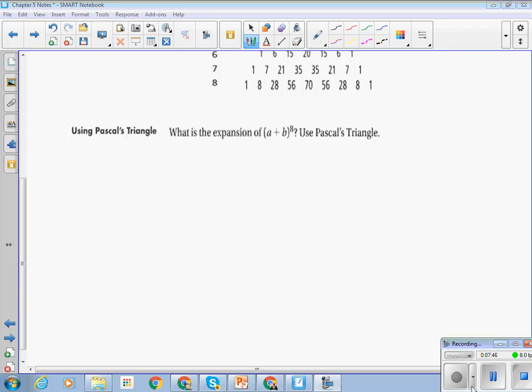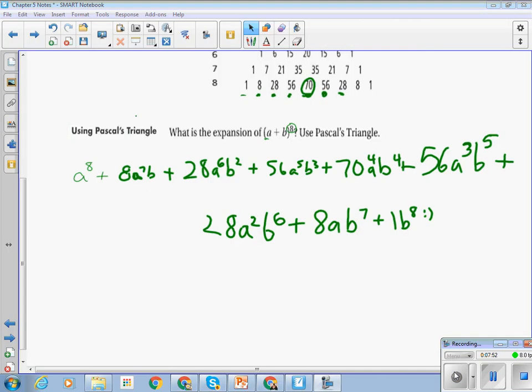So take a moment and attempt it on your own at home. Okay, so for Pascal's triangle, you want to put the coefficient from the triangle in front of your variables. You always start with your first, so I started with a, and then the first one is always going to get the power that you're raising your binomial to.